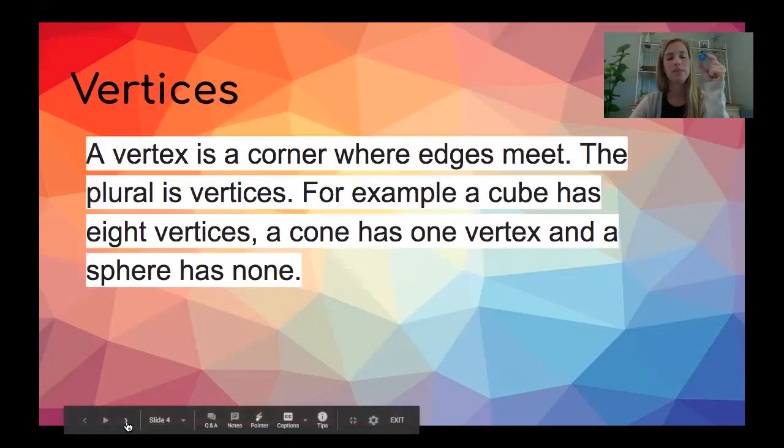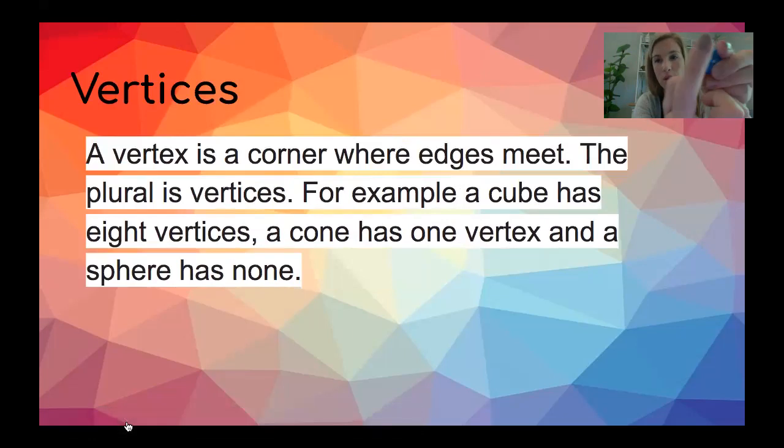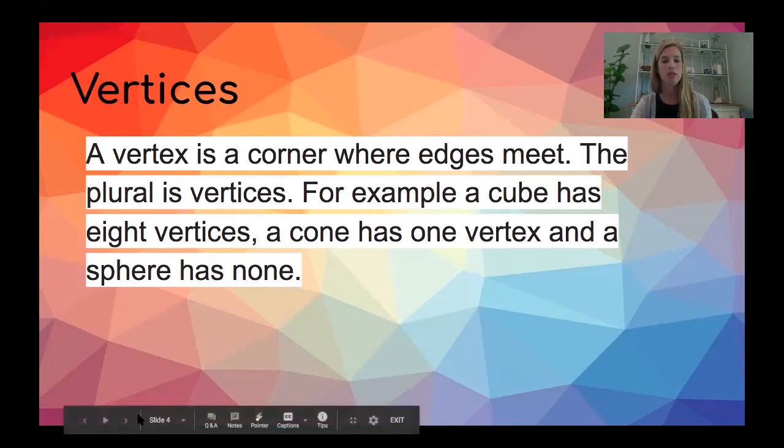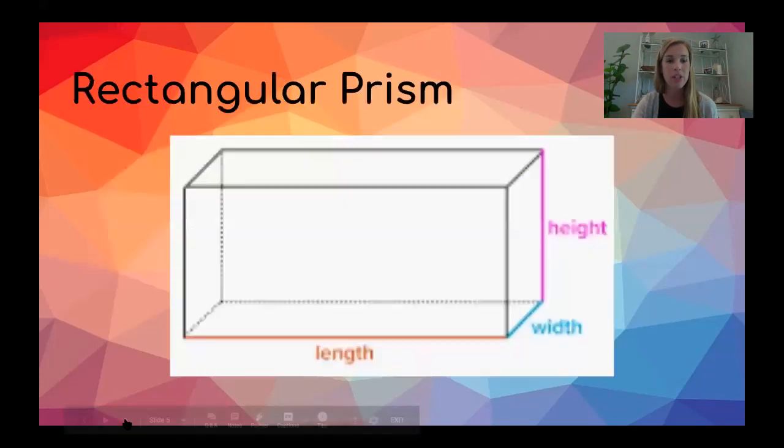okay? And then the last word that you need to know is vertices. When we talked about vertices before, vertices are the points. So where you see that multiple of the edges come together, it makes the points. Those are vertices, okay? So cubes and rectangular prisms both have faces, edges, and vertices. And it's really important that we know those words so that we can understand when we're talking about 3D shapes, how to communicate with each other.